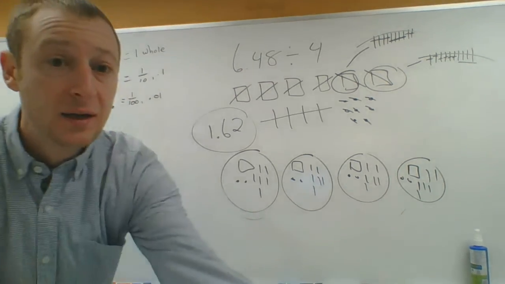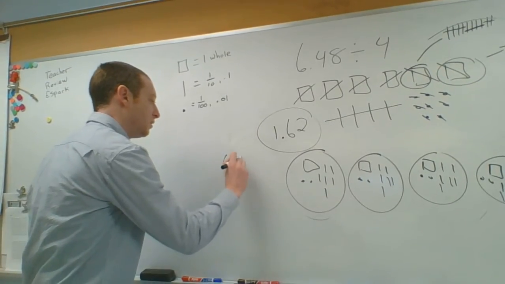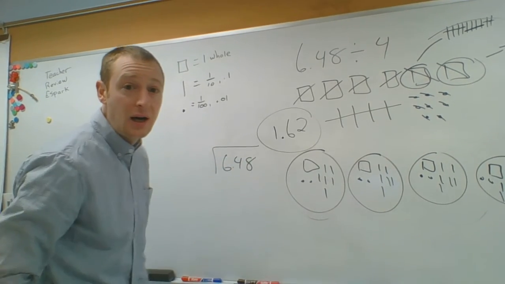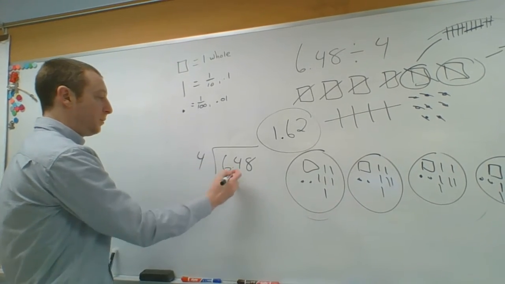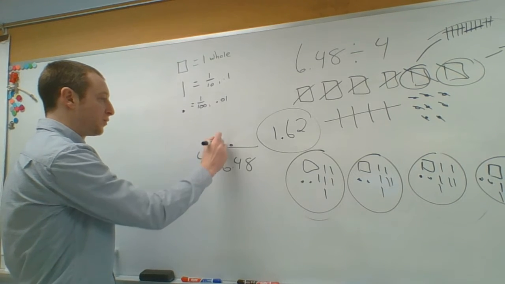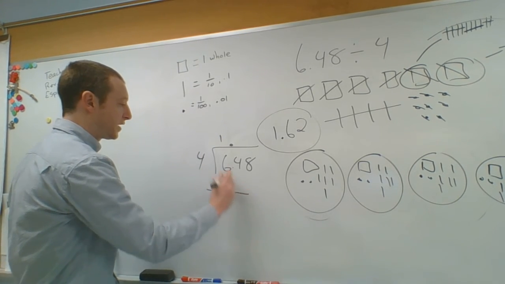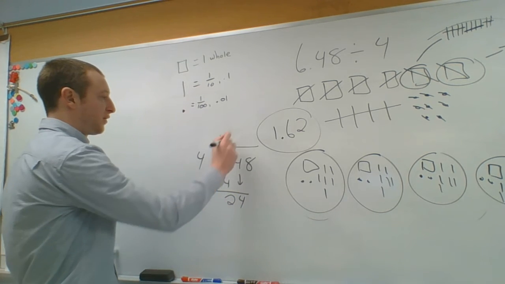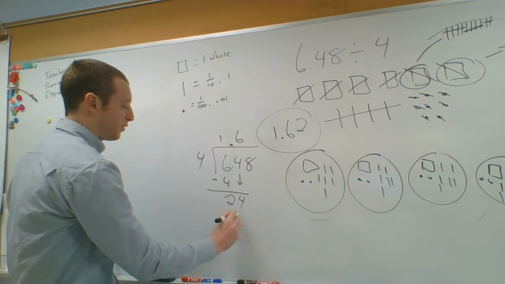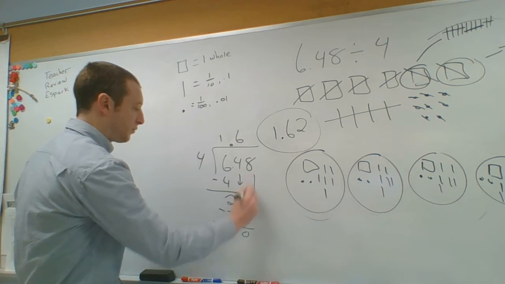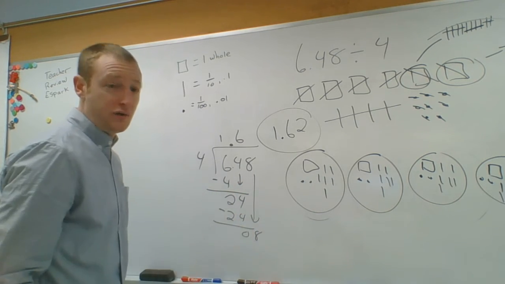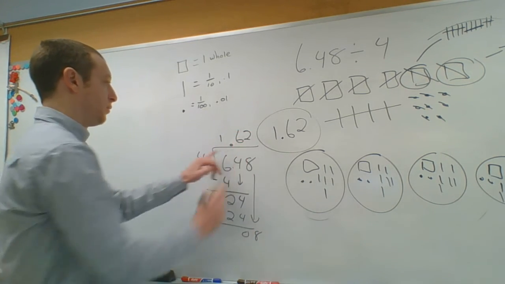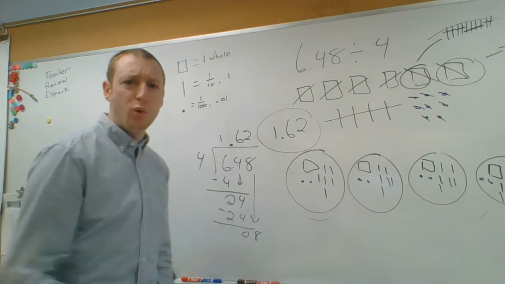We've got 6.48 divided by 4. Pop that decimal point out. 4 goes into 6 once. 1 times 4 is 4. Subtract. 6 minus 4 is 2. Bring down the 4. 4 goes into 24 6 times. 6 times 4 is 24. Subtract. Bring down the 8. 4 goes into 8 2 times. 1.62.